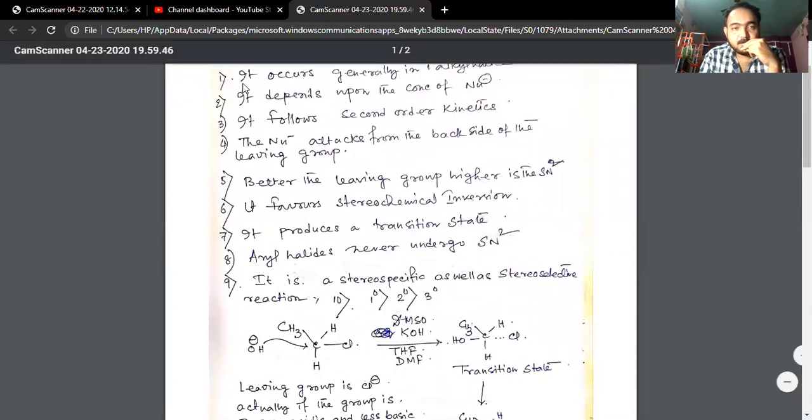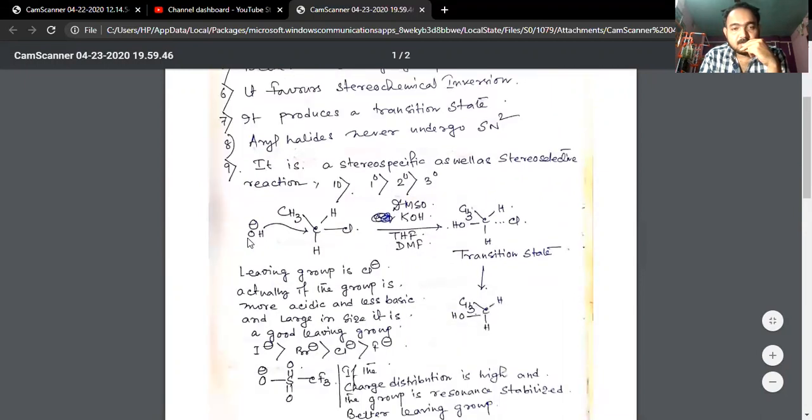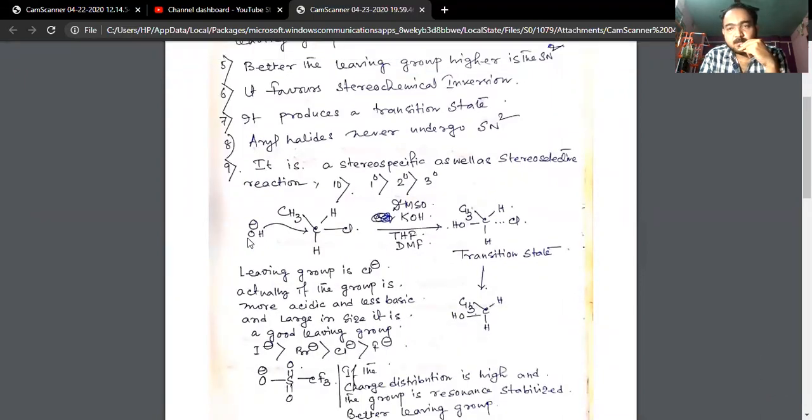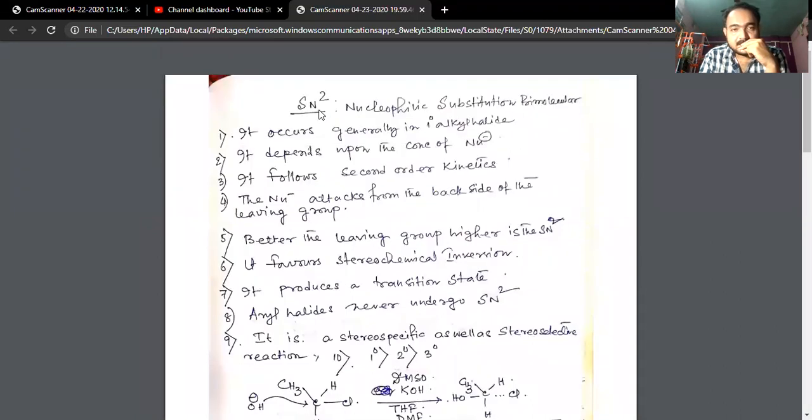If you remember or understand these points of SN2, you will never have trouble while solving SN2 problems. Now see here, SN2 means what? S stands for substitution, N stands for nucleophilic, and 2 stands for bimolecular. So the full name of this topic is nucleophilic substitution bimolecular reaction. Sometimes it is also called nucleophilic bimolecular substitution.